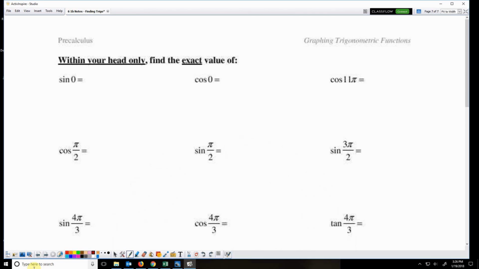So we're going to do a few of these together. Okay, I'm going to draw in a unit circle. I really don't want you to draw this in, but I can't really show you this physically without drawing it right now. So there's our unit circle. At 0, sine is always a y value. At 0, the y value is 0. Cosine is an x value. Cosine 0, the x value, right here, is 1.